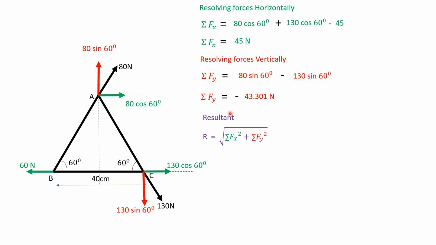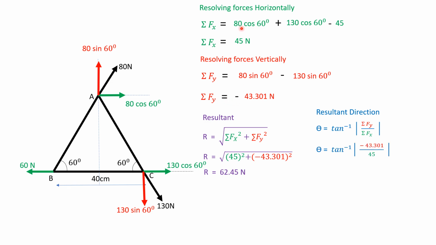Resultant is given by R equal to square root of summation Fx square plus summation Fy square. Substituting summation Fx value and summation Fy value, we get resultant as 62.45 newtons. Resultant direction is given by theta equal to tan inverse of summation Fy by summation Fx. Substituting, we get theta as 43.898 degrees.